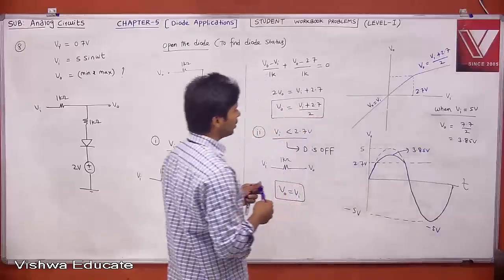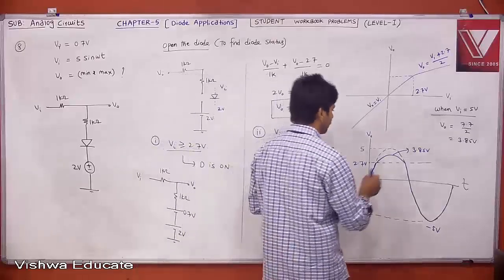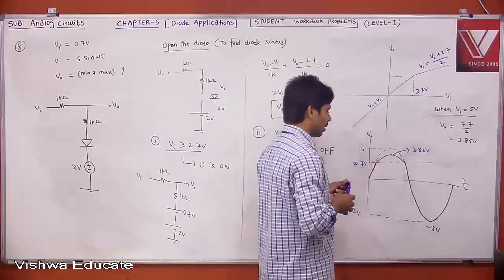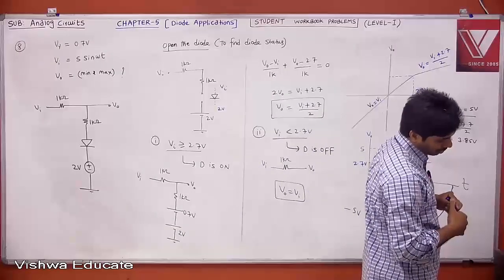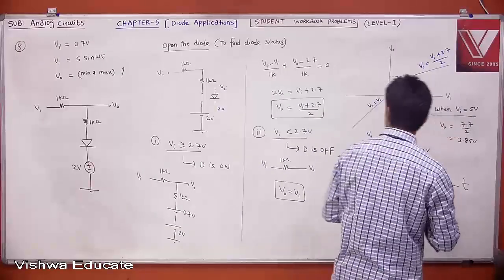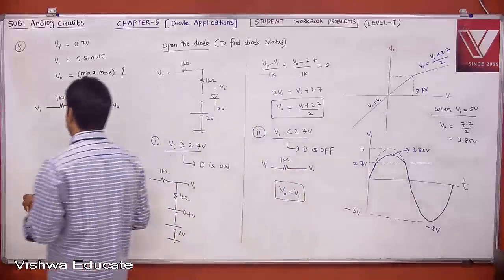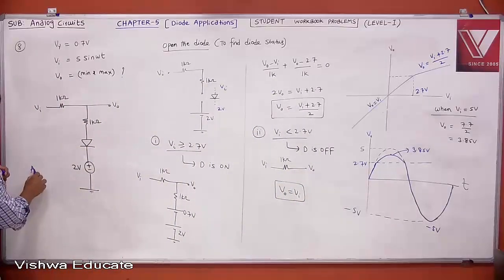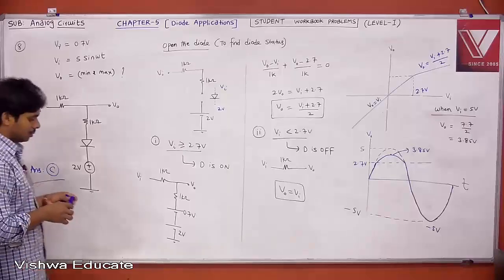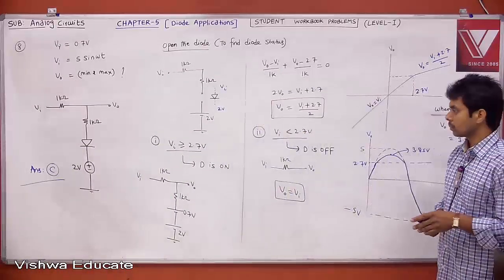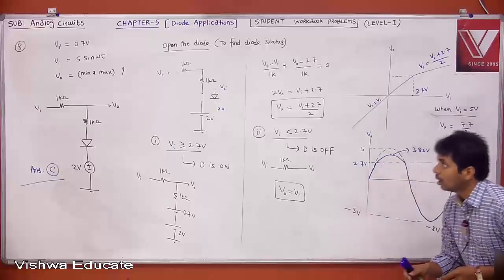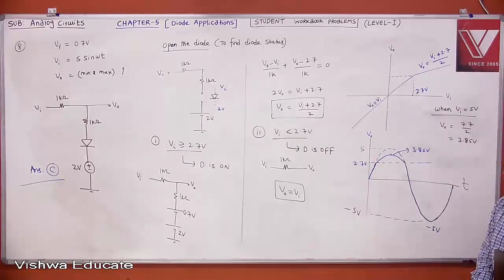Therefore, tell me what is the maximum value? The maximum value is 3.85. Minimum value is minus 5. What is the answer? Minimum and maximum. Answer is C. With this I can say level 1 is over.